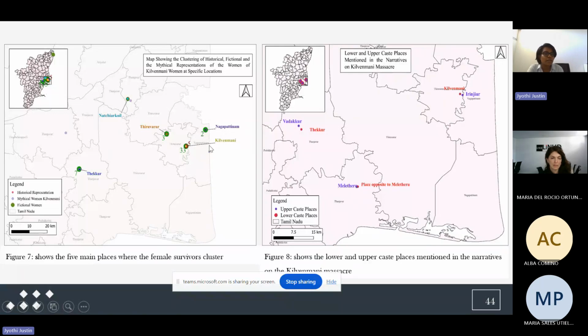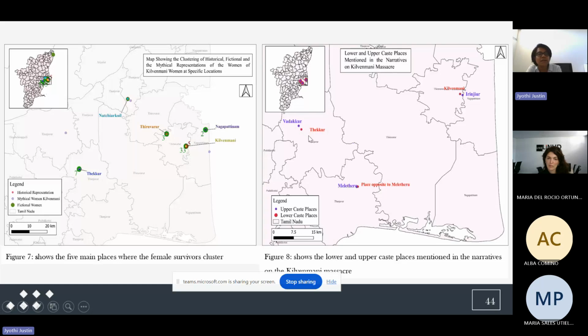In Kilvenmani, there are 33 fictional survivors. Of these 33 fictional survivors, almost all of the fictional women belonged to a lower caste as well. And in figure 8, you can see that of these clusters, there is a kind of binarization. Kilvenmani becomes the area where all the Dalit survivors were located, whereas Irinjur is where the upper caste women were located. This kind of binarization is seen in other fictions as well, which resulted in the creation of Vadakur and Tekkur as upper caste and lower caste places.